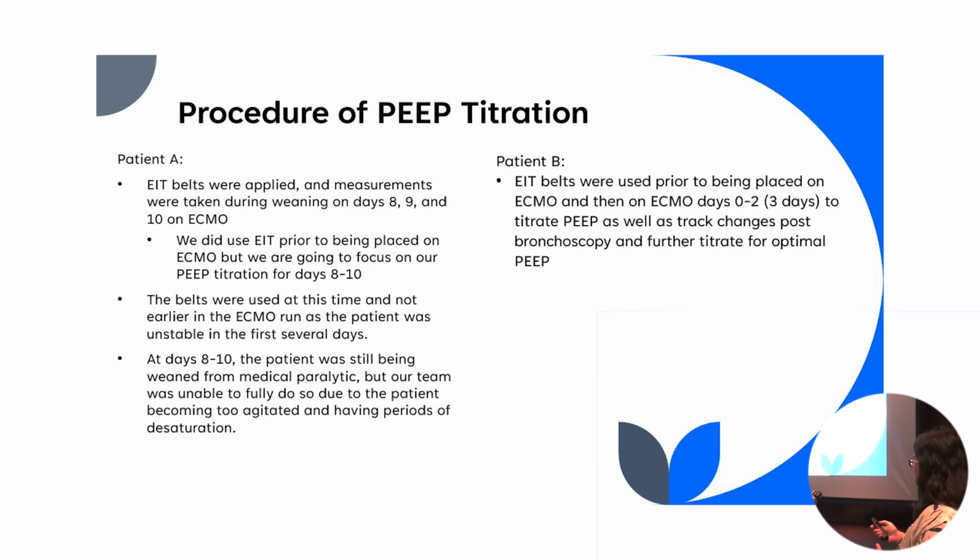And so really, it wasn't until days 8 or 9 that we were able to start to do a PEEP titration, because they were not really tolerating much activity. We were still trying to wean some of their sedation and some of their Nimbex as well, to try and get them off that paralytic. So these measurements were done around days 8, 9, and 10.